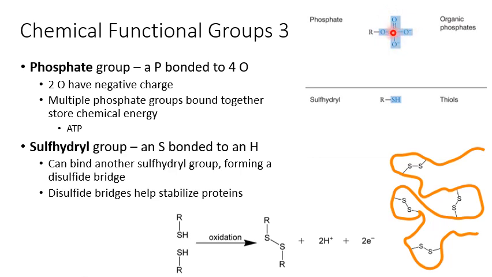The phosphorus atom can actually make 5 different bonds, so it's going to be double bonded to one of these oxygens, and then 2 of the other oxygens have just a single bond, and then they have a negative charge on them.